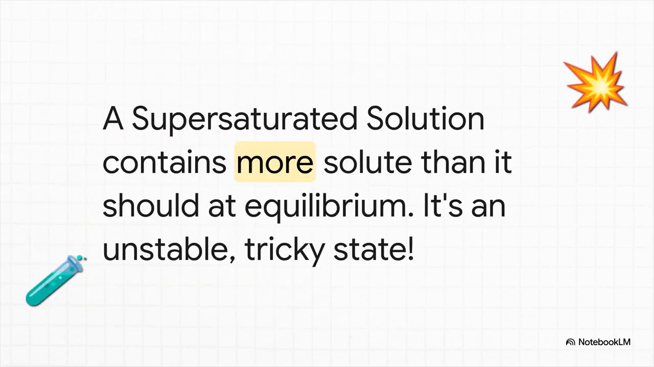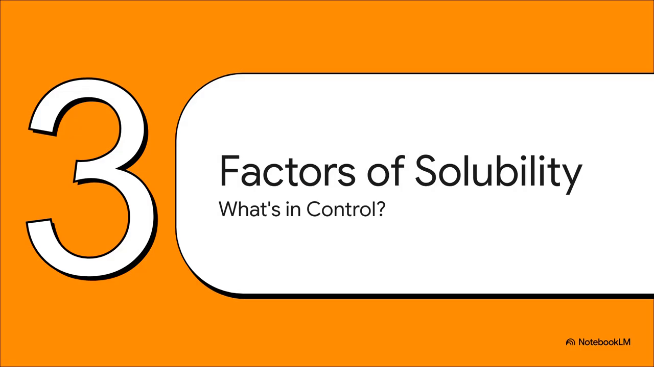But what if you could cheat? What if you could trick the solution into holding even more solute than it's supposed to? Well, that's what we call a supersaturated solution. It is seriously cool, but it's also super unstable. The way you do it is usually by heating up a solution, dissolving a ton of solute in it while it's hot, and then letting it cool down very, very carefully. Now it's holding way more than it should, and it's just waiting for an excuse to fall apart. A single tap, or even a tiny grain of dust, can trigger this incredible reaction where all that extra solute instantly crystallizes right in front of you. It's amazing.